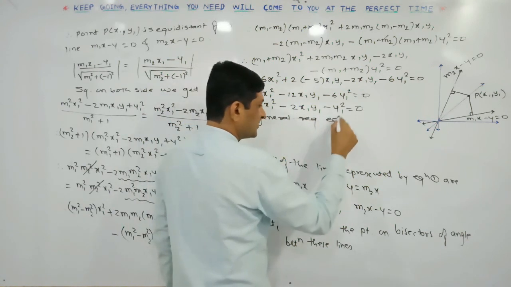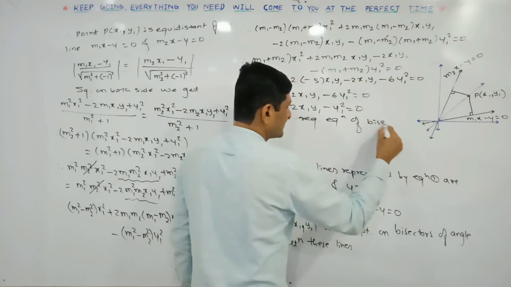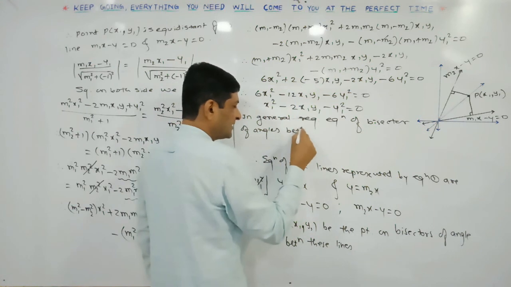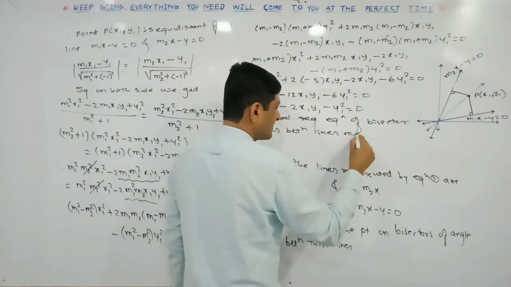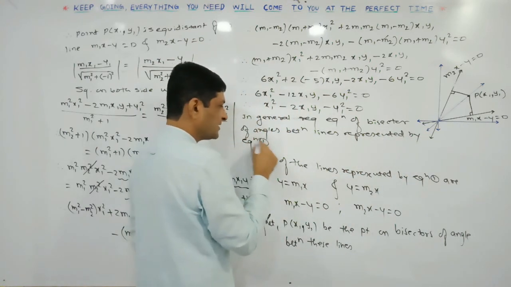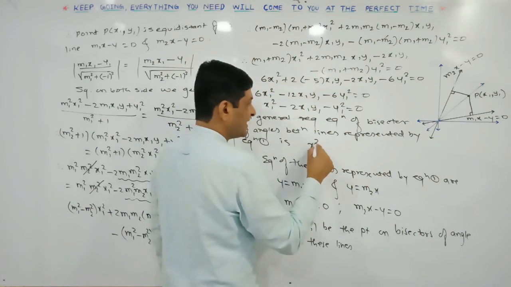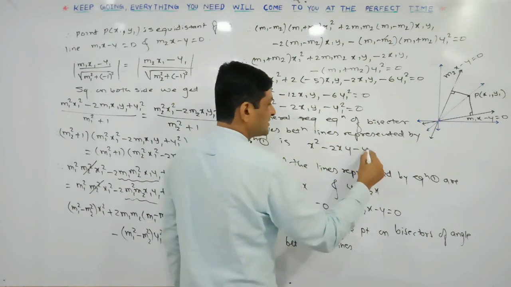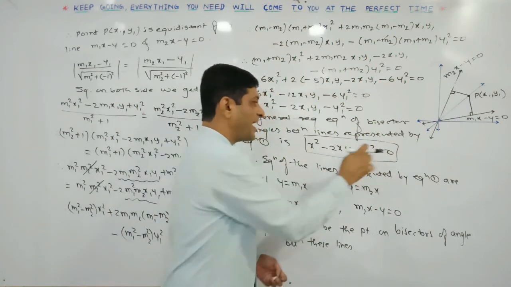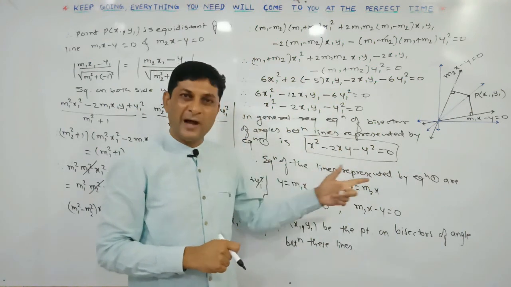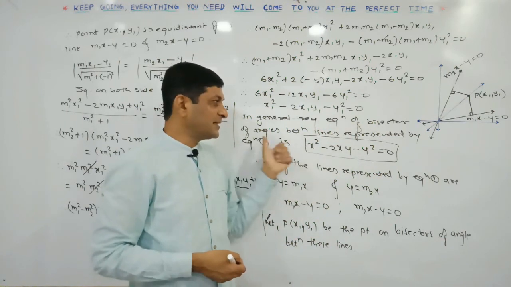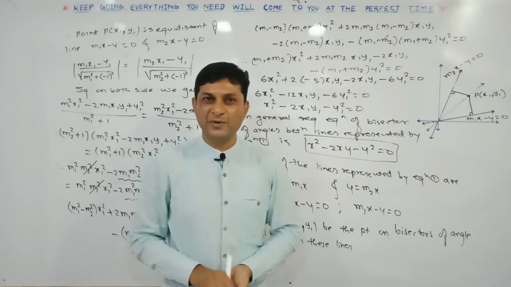the required equation of the bisector of angles between the lines represented by the equation, what is that equation? x square minus 2xy minus y square is equal to 0. Whenever we are writing the equation in general form, we replace x1 by x and y1 by y. In this way, we have got our required equation, which is nothing but the equation of the bisector of the angle between the lines represented by the given homogeneous equation.